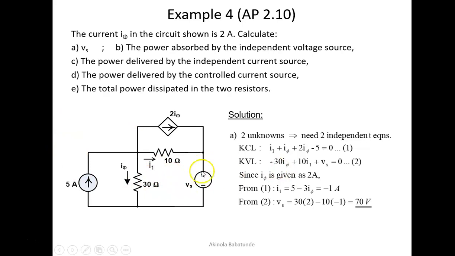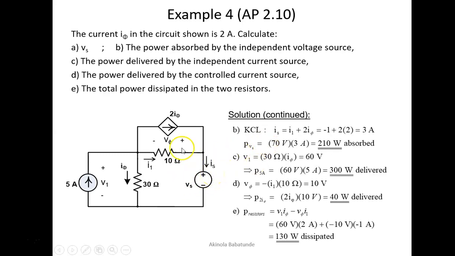Then the B part says find the power absorbed by the independent voltage source. This is the independent voltage source. Then we need to find the power absorbed by this independent voltage source. Let's do it. The power absorbed can be done as follows. First of all, we need to apply KCL at this particular node.